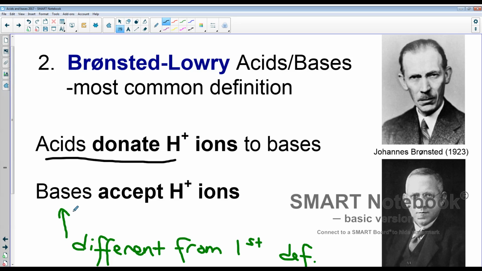Bases don't have to be OH. They can be anything that takes up a hydrogen plus ion. So hydroxide is one example of that, but there are lots of different chemicals that will take up a hydrogen ion. Okay, so let's look at this a little bit closer.